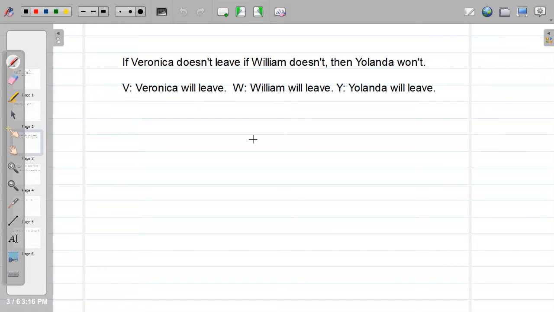All right, now recall the fact that commas are very important information. Commas indicate how to separate the sentence into parts. So we've got a big separation there. So there's this chunk, and then there's that chunk. So deal with it chunk by chunk, and then you won't get overwhelmed. So if Veronica doesn't leave if William doesn't, then Yolanda won't. Okay, so we've got an if-then statement. So if this whole thing, then Yolanda won't.